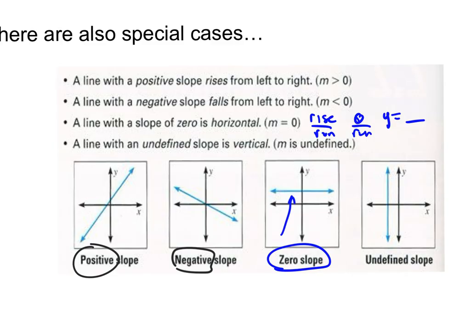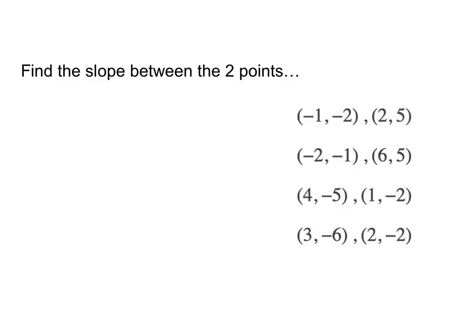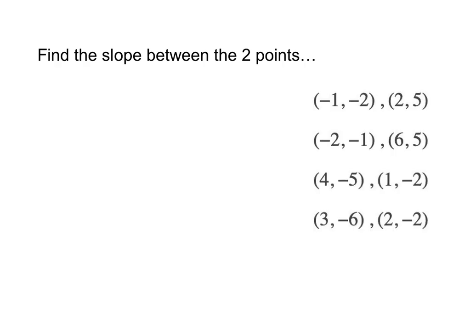If I flip that around and I rise forever, but I never run, well, that's like dividing by 0. We can't do that. That's undefined, which is that one. And that is kind of where x is going to equal some number. So 0 slope is flat. Undefined slope is vertical. Okay, so let's do a little practice with finding some slopes here.